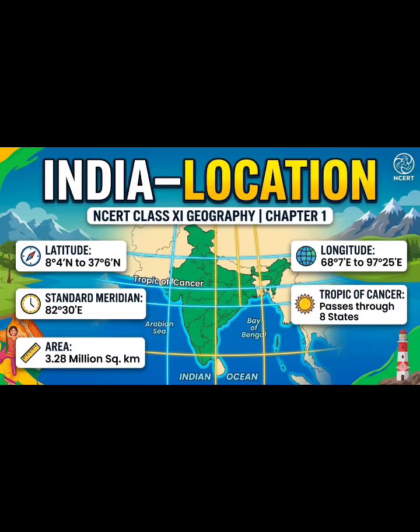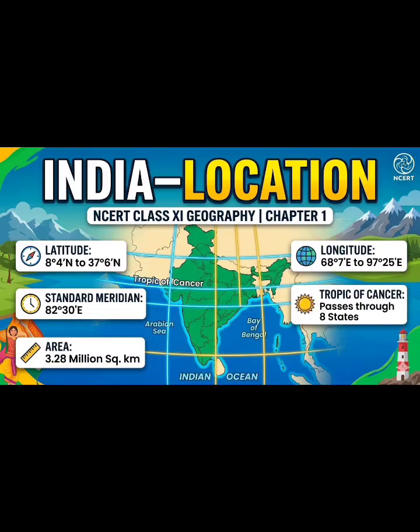So hello everyone, today we will read chapter 1 of the book India Physical Environment, the NCERT textbook for class 11 Geography, chapter 1, India Location. So let's get started. You have already seen the map of India in the previous classes.